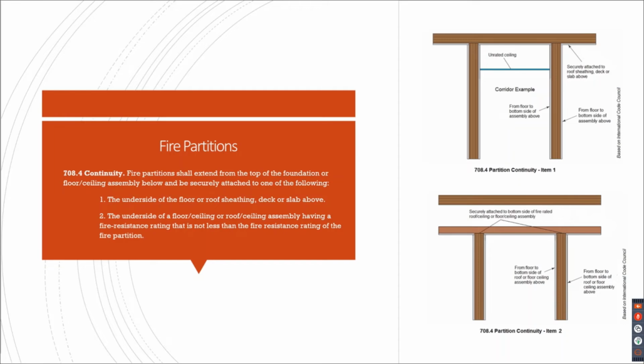Or they can do the underside of a floor ceiling or roof ceiling assembly having a fire resistance rating that is not less than the fire resistance rating of the fire partition. To your example there in number 2. So read this carefully too. These aren't exceptions here. This is just saying this is part of the charging section. Here's how your fire partitions extend to the top of the foundation or floor ceiling assembly below, and then are securely attached to one of these.